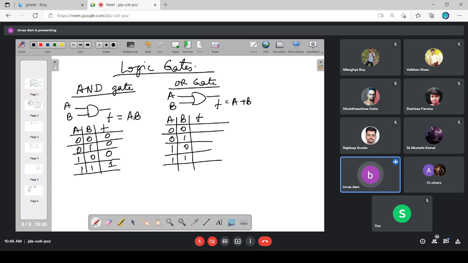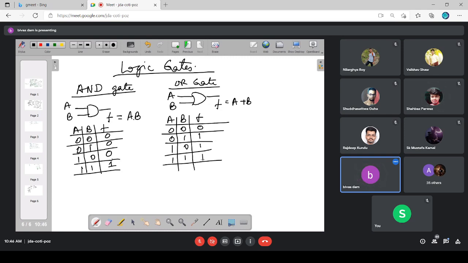Fine. For the OR gate, under which input combination will the output be 0? At least one is true. When all the individual inputs are false, then only the output will be false. For the logical sum operation, the logical OR operation, when all the individual inputs are 0, then only the output will be 0. And the output will be 1 in all other situations. Is it not? Yes, sir.